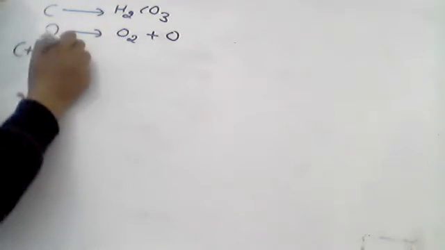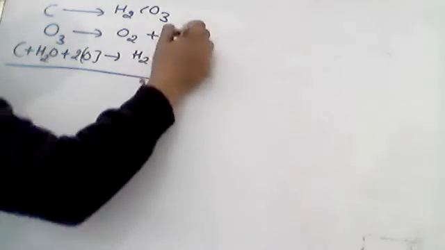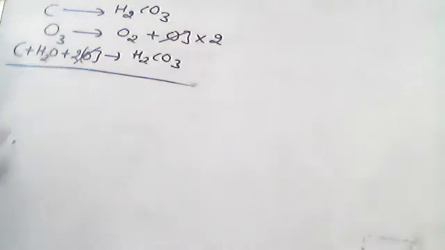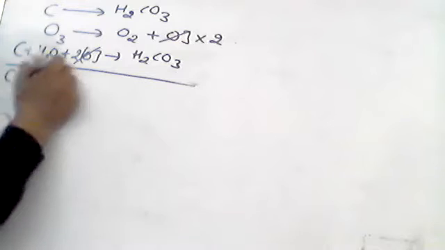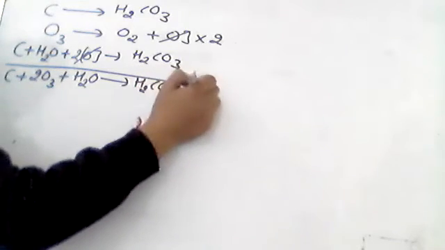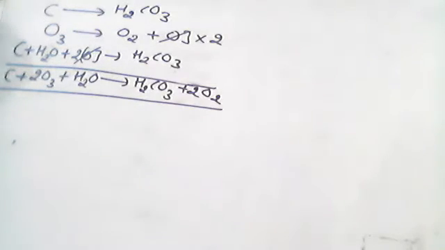Carbon plus H2O plus two nascent oxygens will give H2CO3. And here I'm going to multiply this one by 2. Two nascent oxygens will cancel out. So what will I get as the overall equation? Overall, it will be carbon plus 2O3 plus H2O, which gives carbonic acid, that is H2CO3, plus 2O2 oxygen. I hope you're able to do it easily.